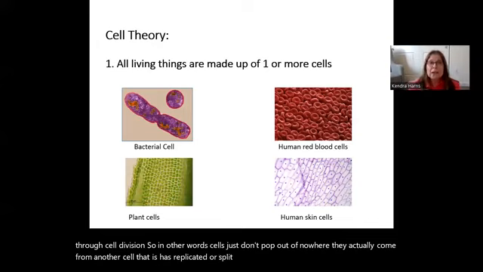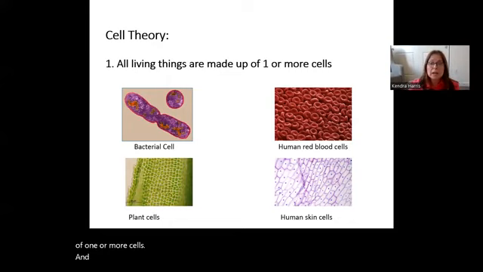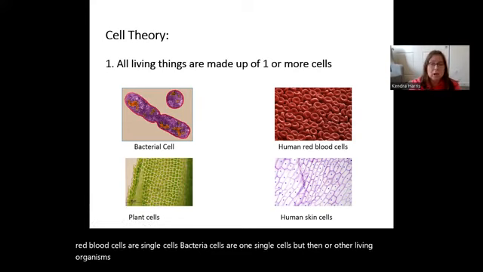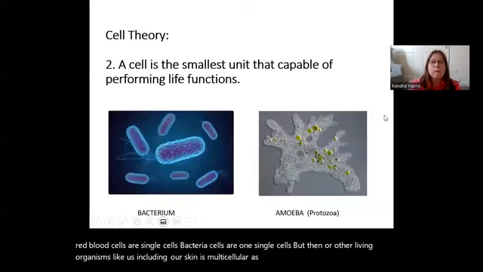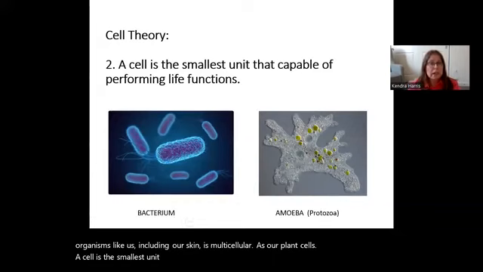So again, cell theory: all living things are made up of one or more cells. And that includes bacterial cells, plant cells, human skin cells, and human red blood cells. Bacteria are single cells, but other living organisms like us, including our skin, are multicellular, as are plants. A cell is the smallest unit capable of performing life functions.